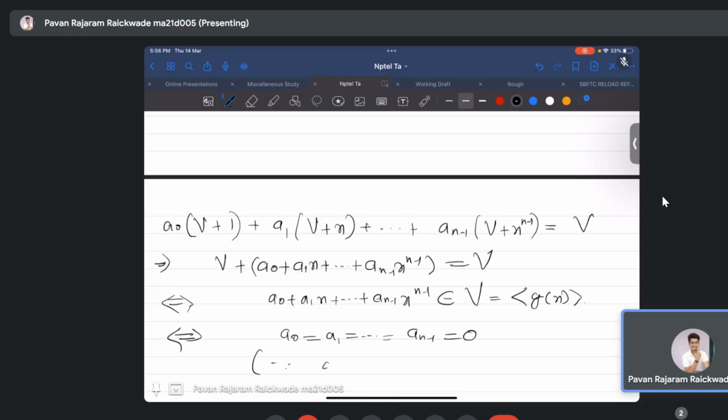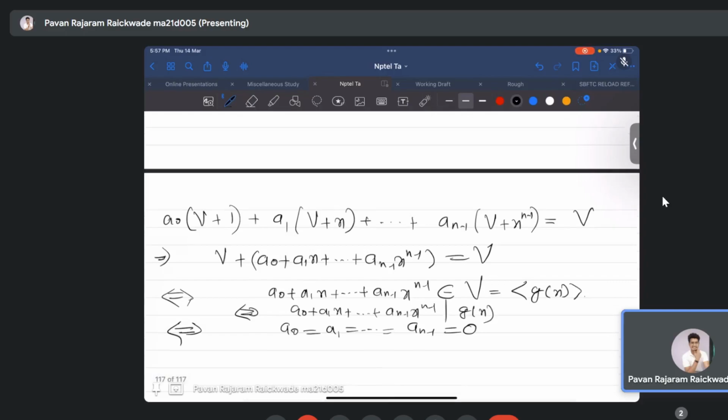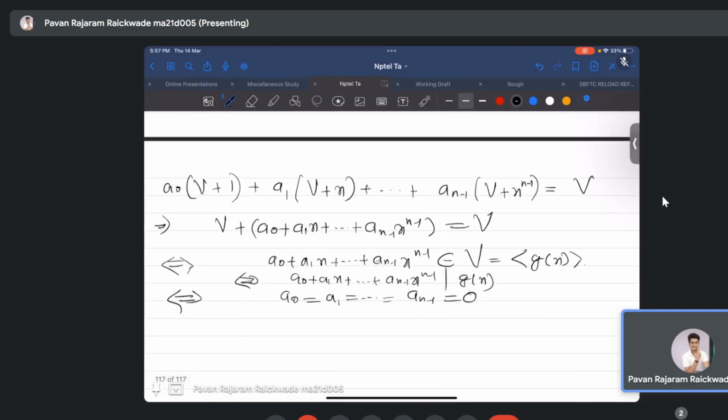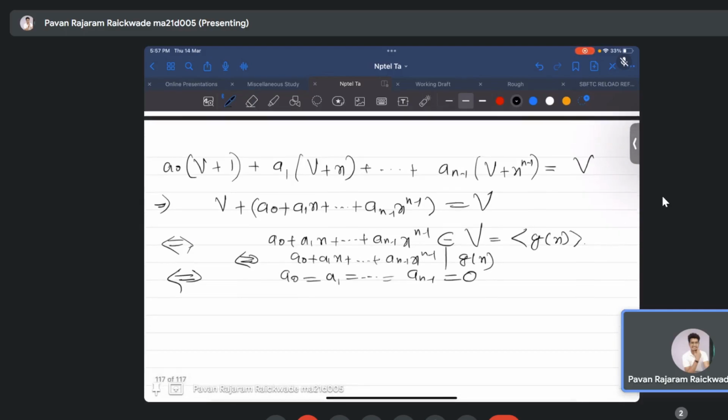And because, I should write this step in between. Right, and a degree n minus 1 polynomial cannot divide a degree n polynomial unless it is zero. So that's the proof. So this implies that the set is linearly dependent, sorry, independent. So we have shown that this set is linearly independent.